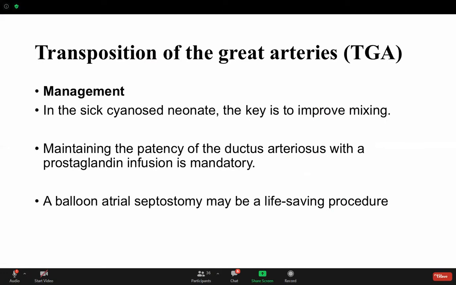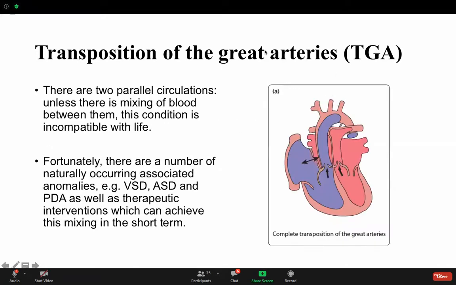The management is to improve the mixing. We need to make the PDA patent، نعطيهم prostaglandin infusion. أحيانا إذا ما كانت كفاية إحنا نسوي لهم atrial septostomy through cardiac cath. يدخل كارديولوجيست بالكاث ونفتح فتحة في الاتريال سيبتم عن طريق بالون. هذا نسميه balloon septostomy. Septostomy يعني نسوي فتحة في السبتم.